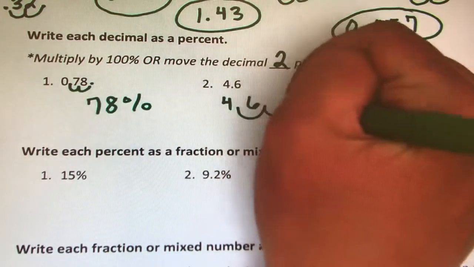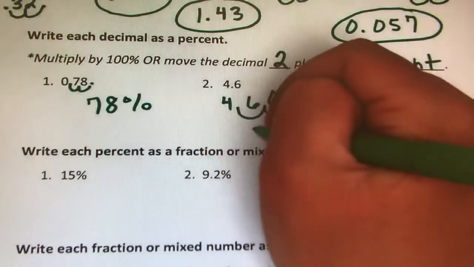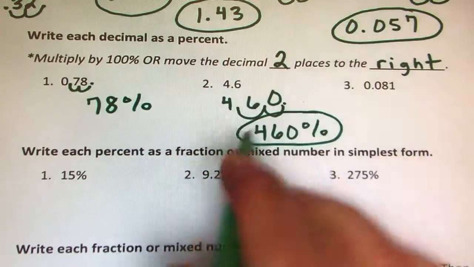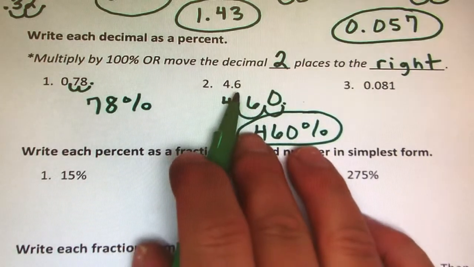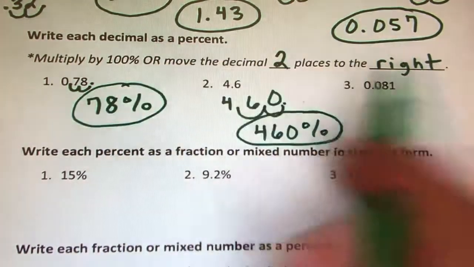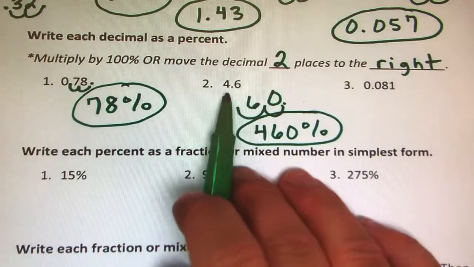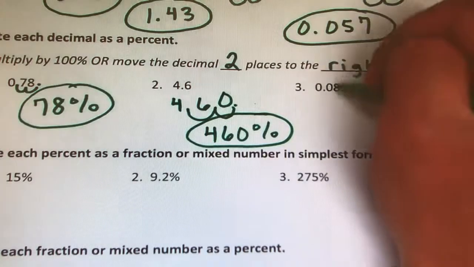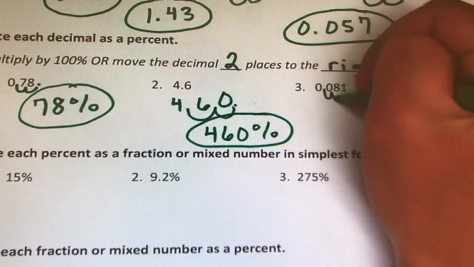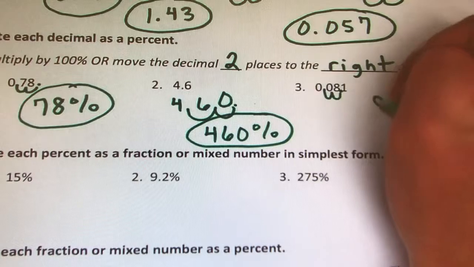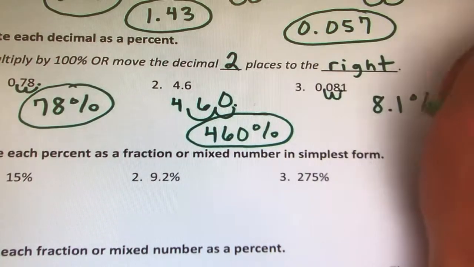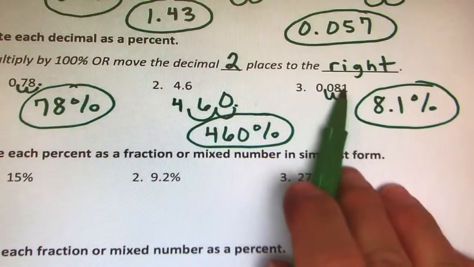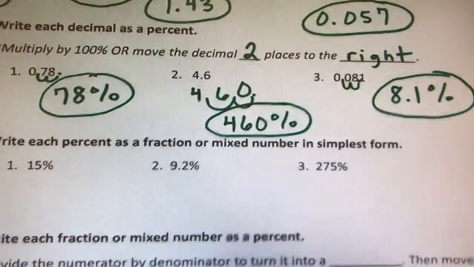4.6, move it 2 places to the right. So we have a 0 at the end. So this is the same as 460%. So think of this as $4.60. Okay, $1 is 100%, so that is 460%. 0.081, move it 2 places to the right, 1, 2, so it's in between the 8 and the 1. We don't need those zeros at the front, so just write it as 8.1%. So think about that as like 8 pennies. That's about 8% of a dollar.